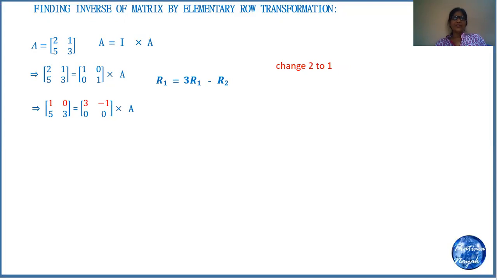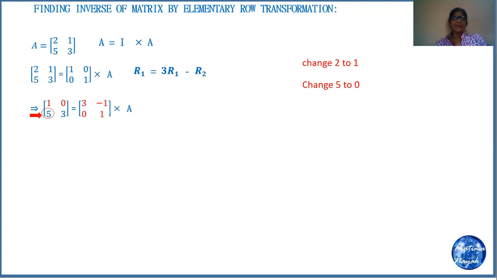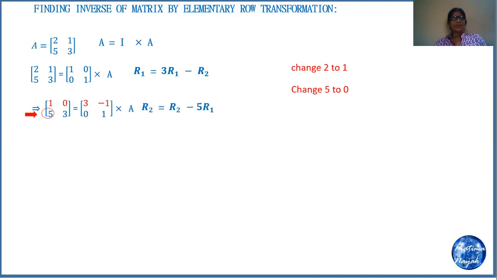Next position I'll change is A21, this position. I'll change this position into 0 because in the identity matrix A21 is 0. So how to change it into 0? This is the procedure. R2 is equal to R2 minus 5 R1. So it will be 5 times row 1 subtracted from R2.